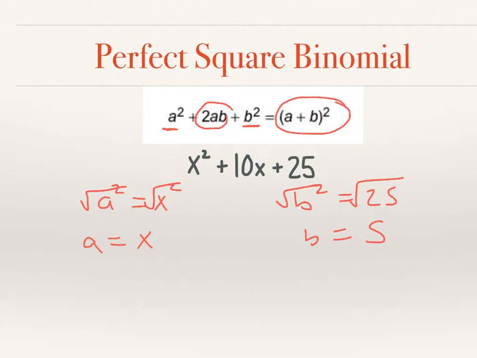So now we need to see if it satisfies this part in the middle, 2ab. We need to see if that gives us negative 10. So we have 2 times a. What's our a? What did we say our a was? x. And what's our b? 5. So what's 2 times x times 5? 10x. So 10x, perfect. That's what we were looking for, 10x in the middle.